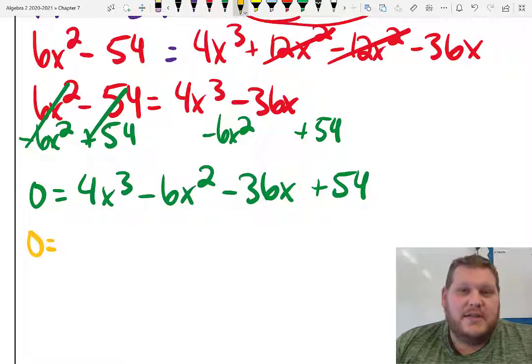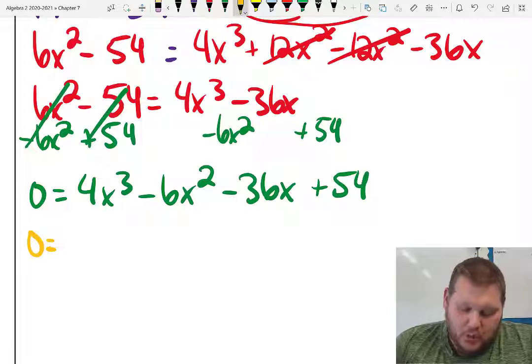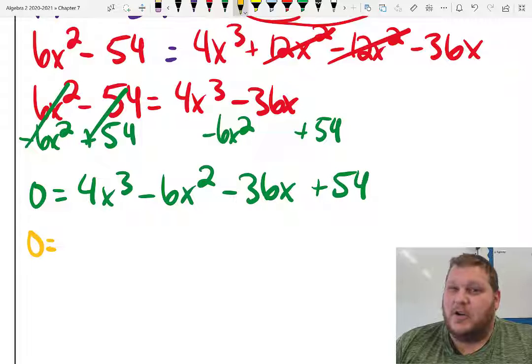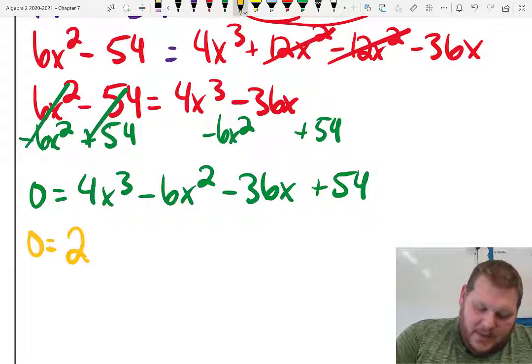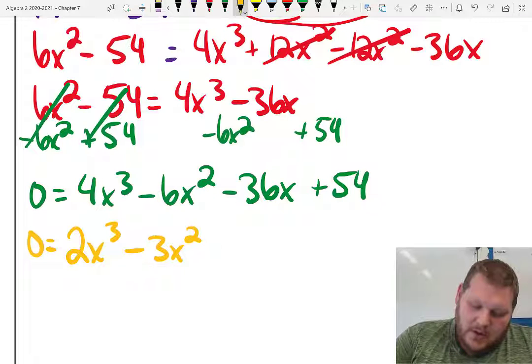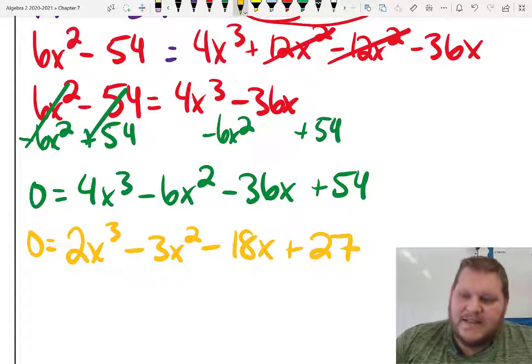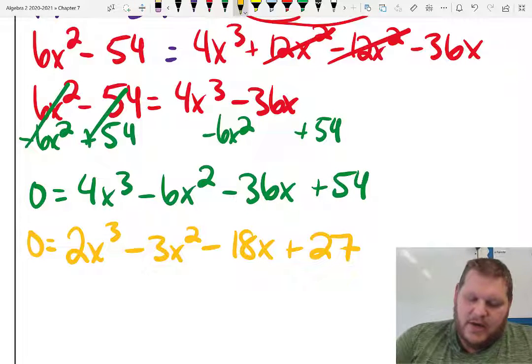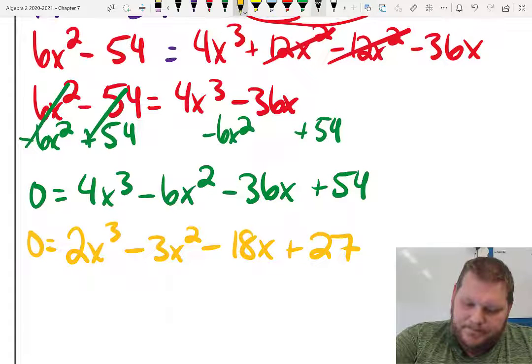I know I'm allowed to do that. It's still an equation. I'm dividing both sides by 2, but that's my GCF between all four of my terms, and it makes things a little bit easier moving forward. So that gives me 2x cubed minus 3x squared minus 18x plus 27. So there's the polynomial that I'm trying to factor.